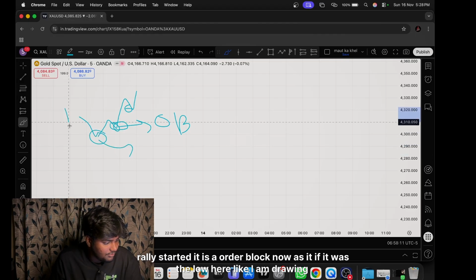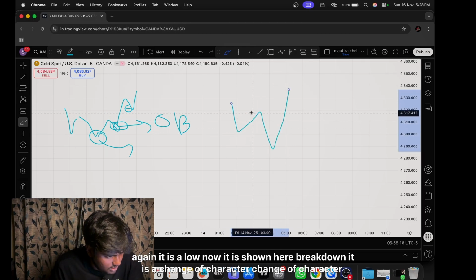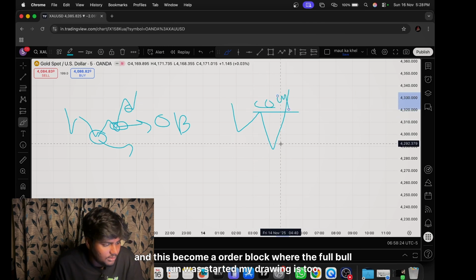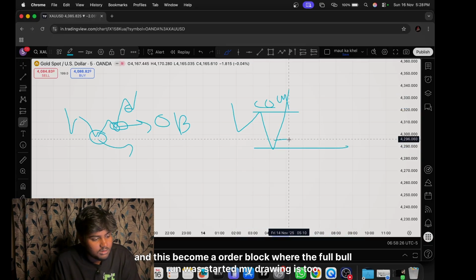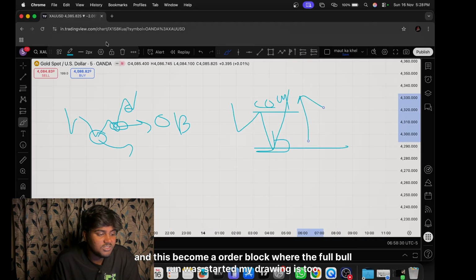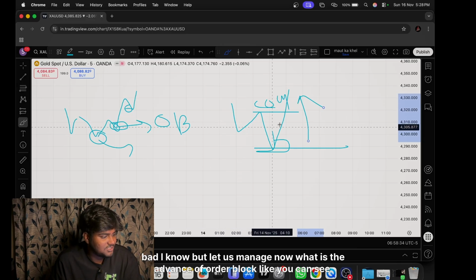Now, if it was the low here, like I am drawing again, it's a low. Now it has shown a breakdown here. It's a change of character, and this becomes an order block where the full bull run was started. My drawing is too bad, I know, but yeah, let's manage.